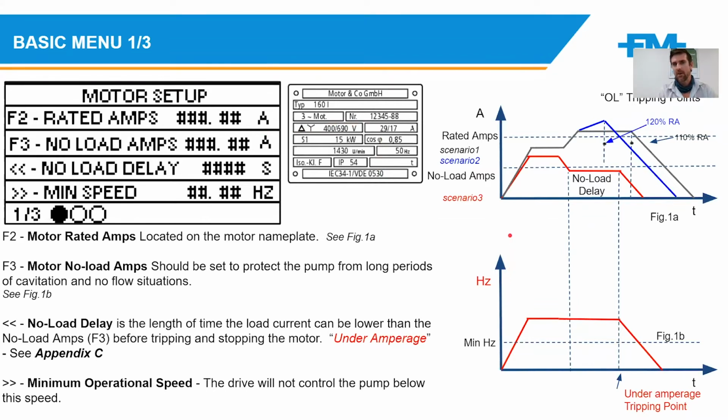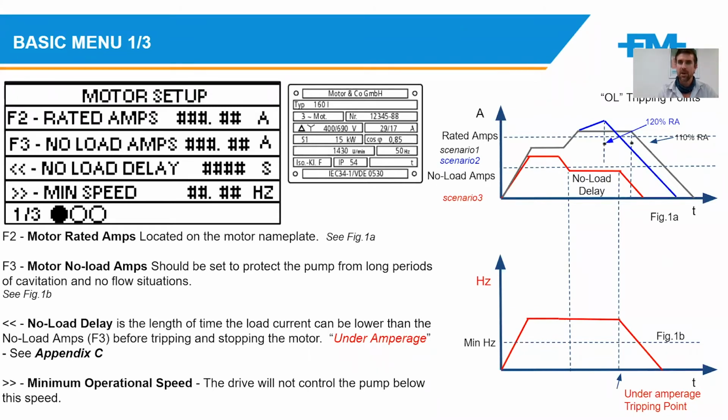timing diagram of, say, scenario 1 and scenario 2, where scenario 1, if you're only drawing 110% of your rated amps, the drive would take a little bit longer to trip out. Scenario 2, 120% of rated amps, obviously would trip out a little bit sooner using the I²T formula inside the drive. Scenario 3, if a no-load condition is met, you can see the no-load delay once you're underneath the no-load amps point to where the system would shut down.